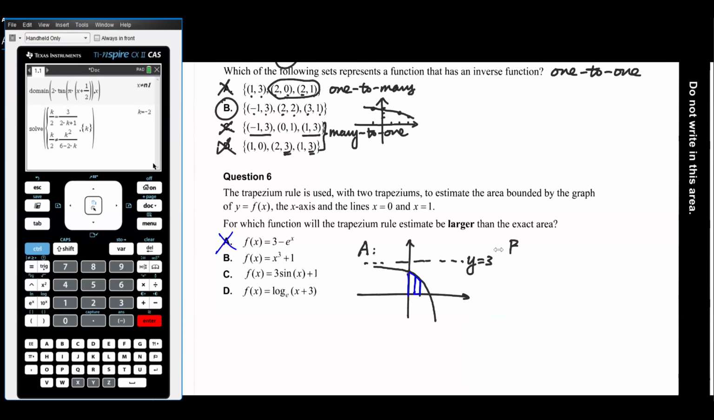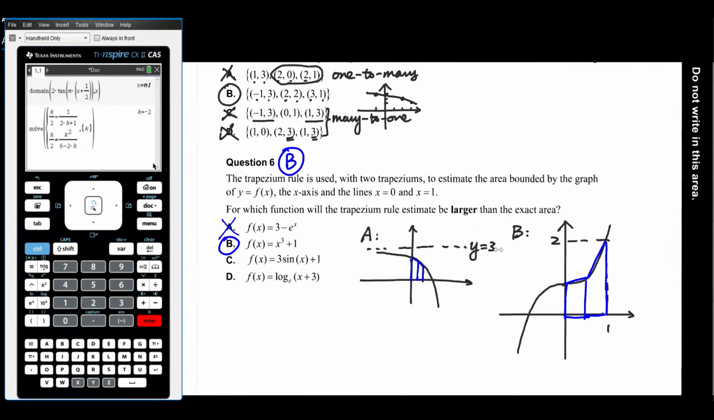Second one. This is a cubic function shifted by 1 unit up. So if I draw a graph like that, yep. And this is 1, this is 2. So basically, if you draw two trapezia, then you can see the top edge is higher than the curve. So this is why you have the gap, and the trapezium areas will be larger than the exact areas. Option B.